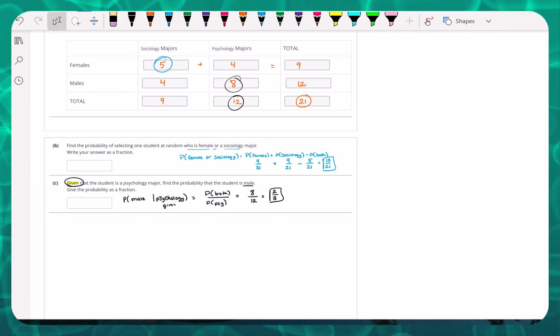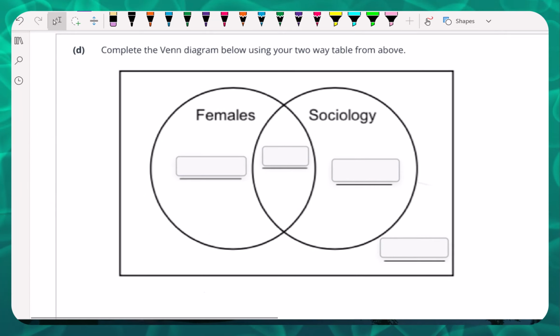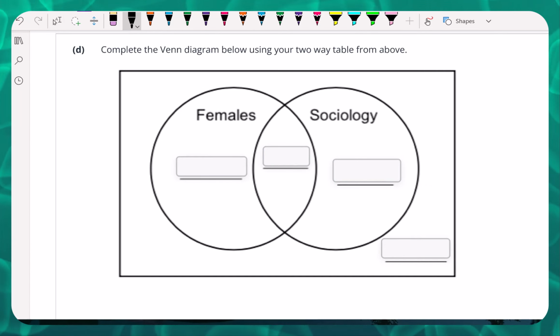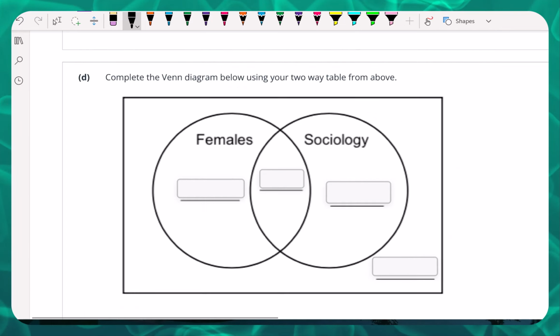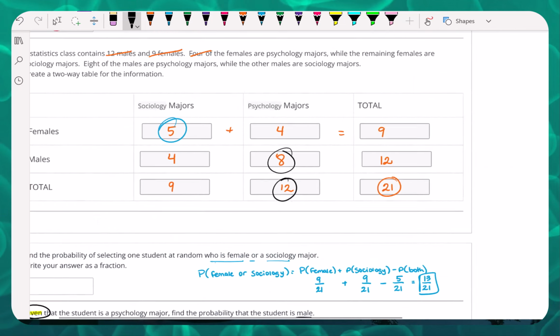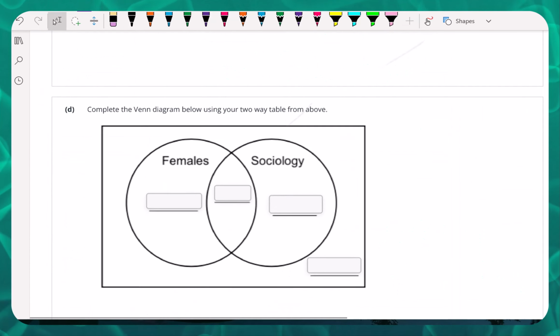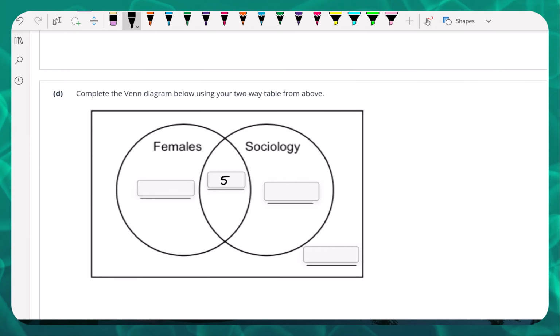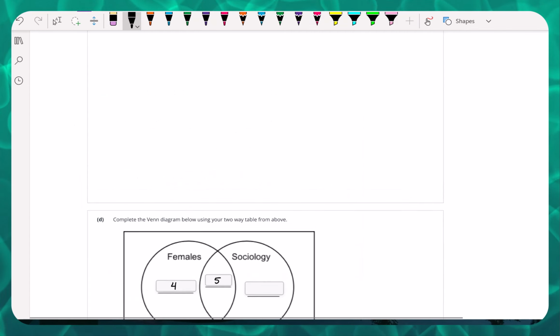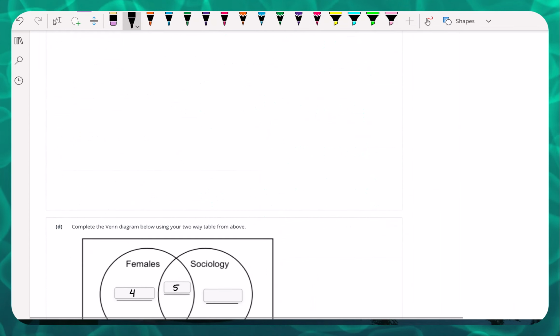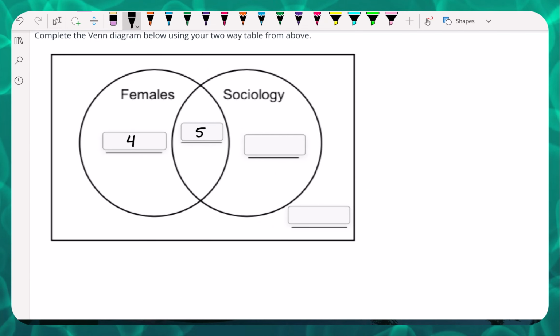Okay, so for this next question, I'm going to have to kind of jump back and forth here. So what I want to do first is start with the common area, females and sociology. So females and sociology, that is 5. So that is in common, and I had 9 total females. So that means I have 4 females here, and I had 5 that's in common. So how many total sociology did I have? I had 9. So I have to have 9 in the circle of sociology. So 5 plus 4 gives me 9.